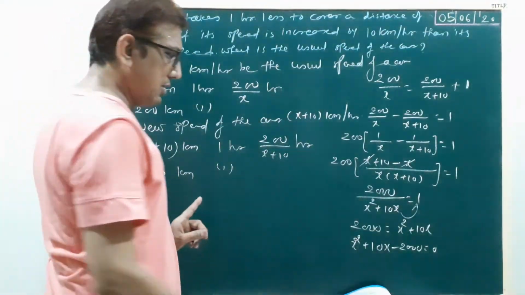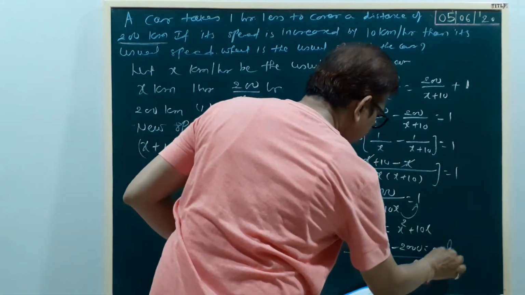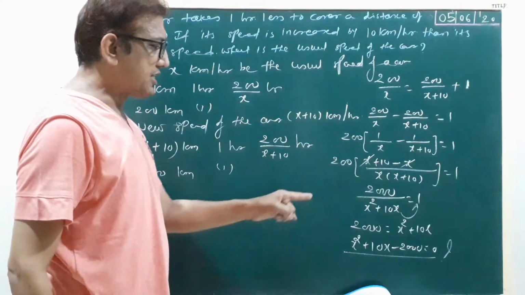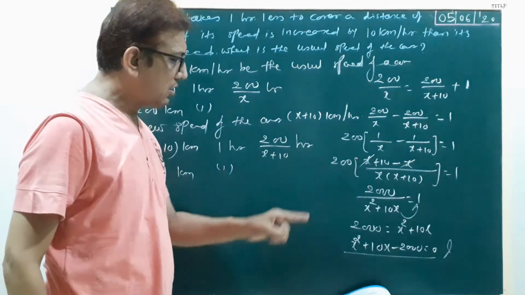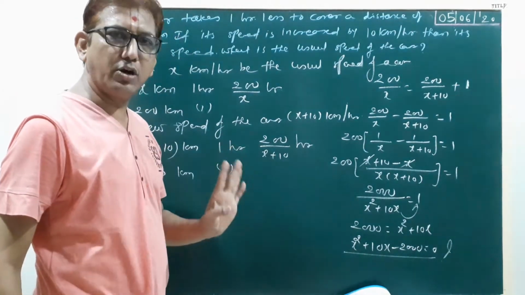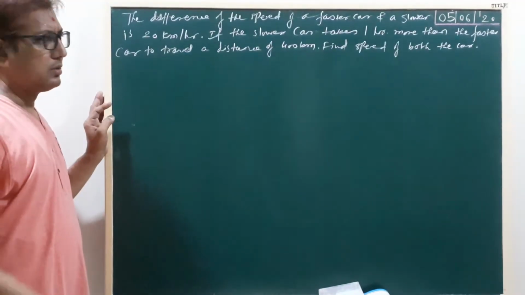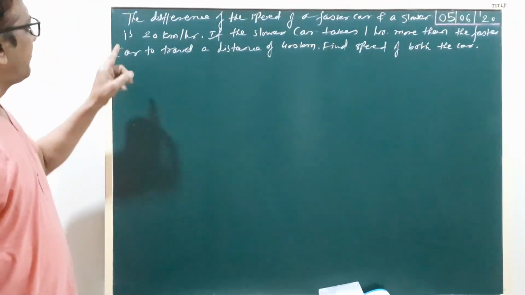Is that clear? Now in this equation, try it yourself. Factorize 2000 and solve this equation. A negative answer is not possible, only the positive answer is possible. Is that clear? We write here third question.